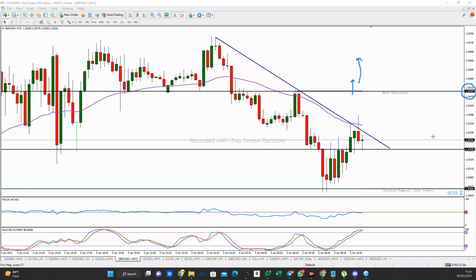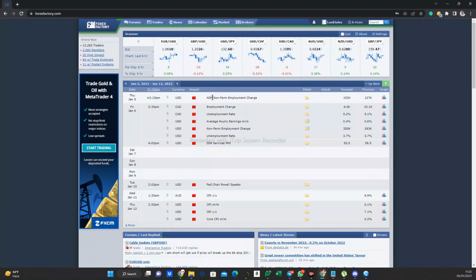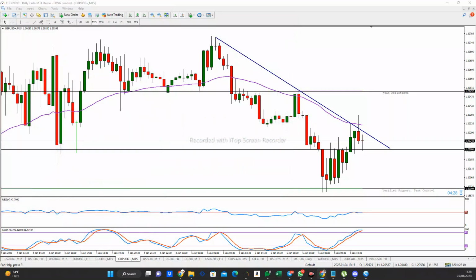Do you understand? So that's basically my thoughts for GBPUSD today. And then we'll have to check your Forex Factory for fundamentals. You want to check your Forex Factory for fundamentals by 2:15 p.m. By 2:15 p.m. we have the ADP non-farm employment change, so that might affect. We have a high impact news coming up by 2:15 p.m. today, so that might actually affect the direction.